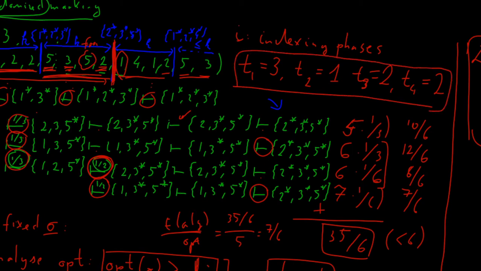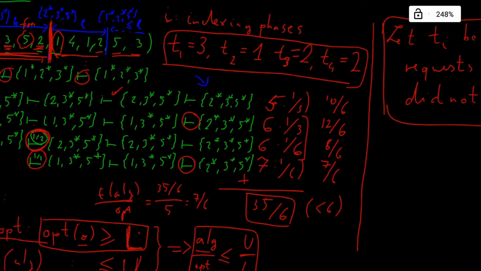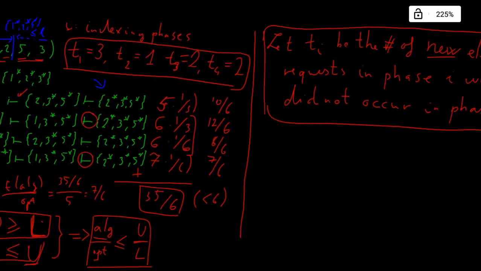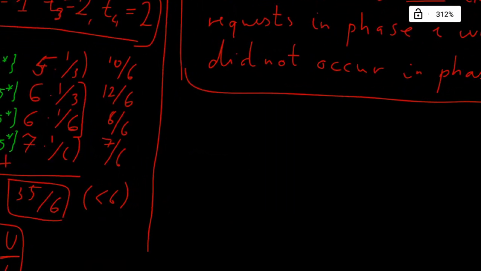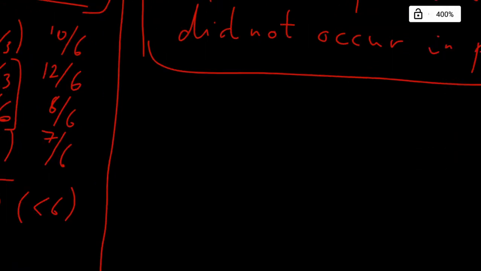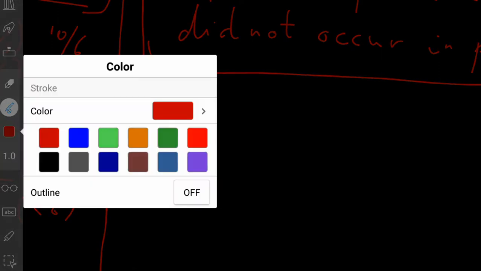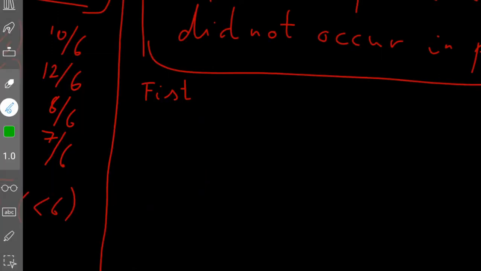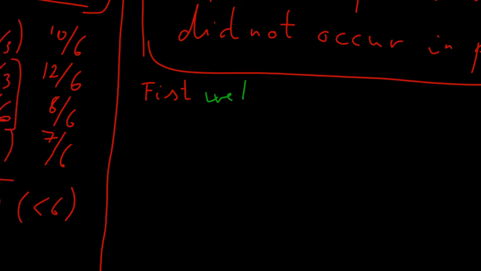Okay. So let's try to bound the optimum first because it's easier. So first we bound the optimum value using these Ti.